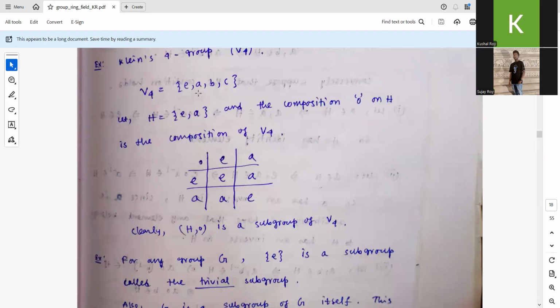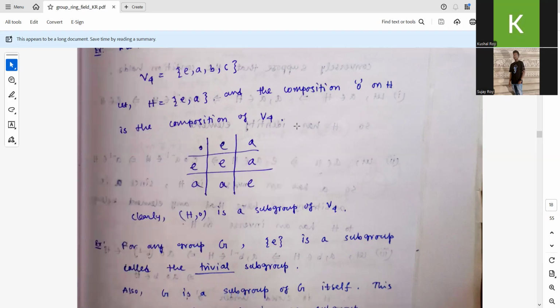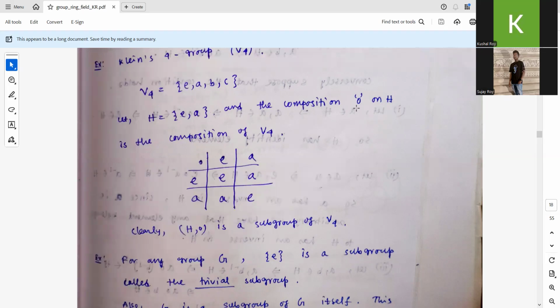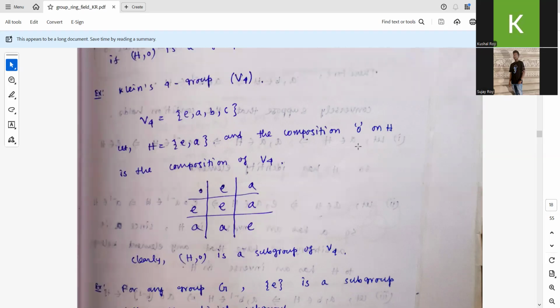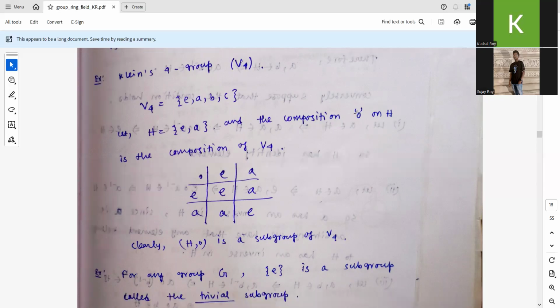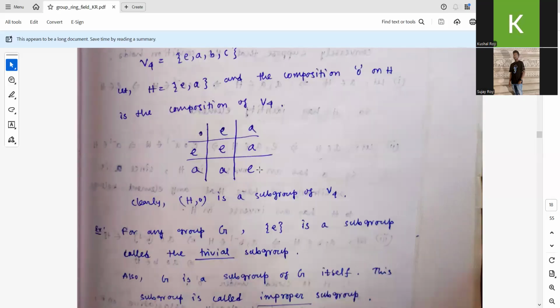That means it has 4 elements, E, A, B, C. From these 4 elements, we can consider these 2 elements, E and A, where the composition is the same as the composition defined on the Klein's 4 group. So under this same composition, E and A form a subgroup.